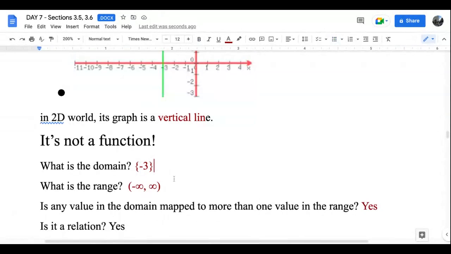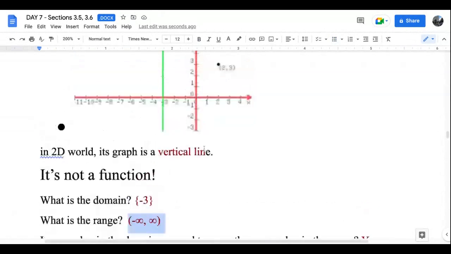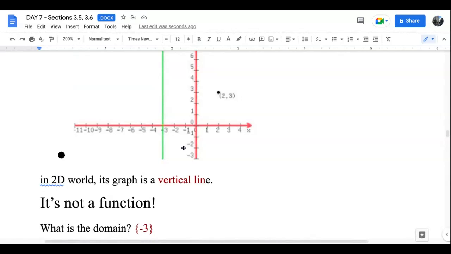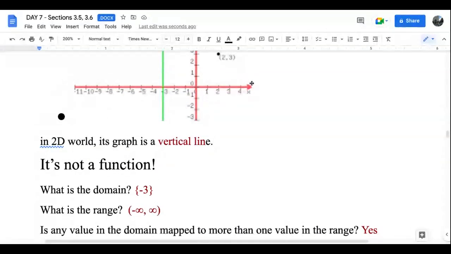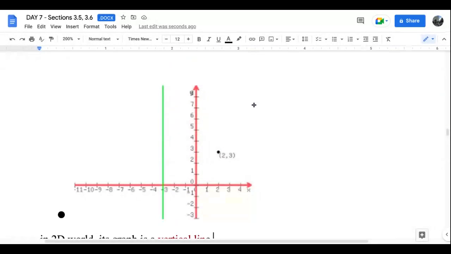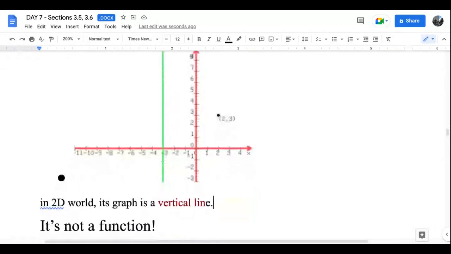What is its range? Range is all real numbers, because this green line goes up forever, goes down forever. It covers all real numbers. So what's the x-axis? The x-axis is a real number line. What's the y-axis? The y-axis is also a real number line.